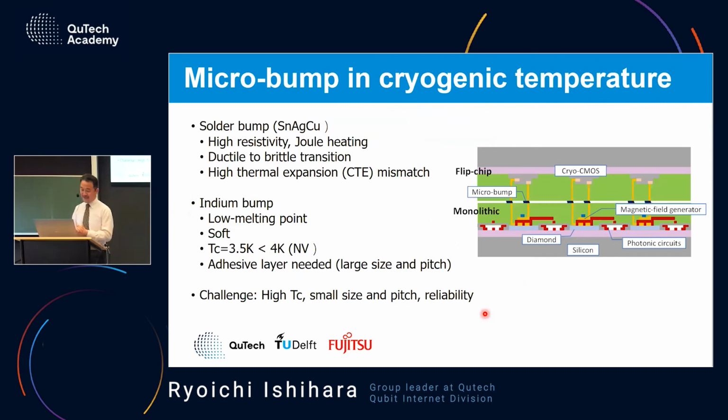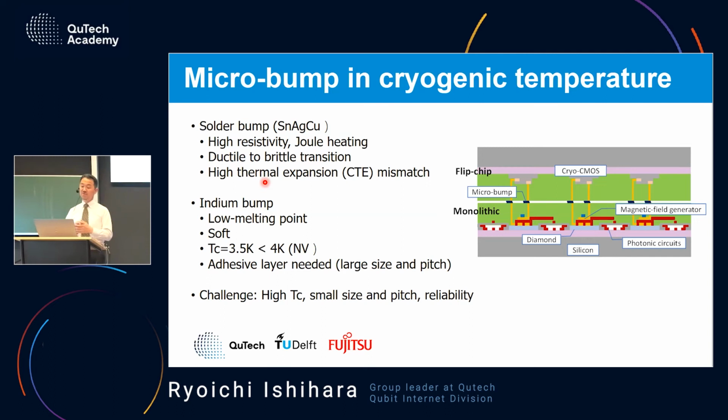The last topic is microbump at cryogenic temperature. Solder bump is a conventional way. Solder bump is non-superconducting, so it has high resistivity. It creates Joule heating, so this is not good for a cryostat. Also, mechanically, solder becomes brittle from ductile through a phase change at low temperature. Also, there's a high thermal expansion mismatch with silicon.